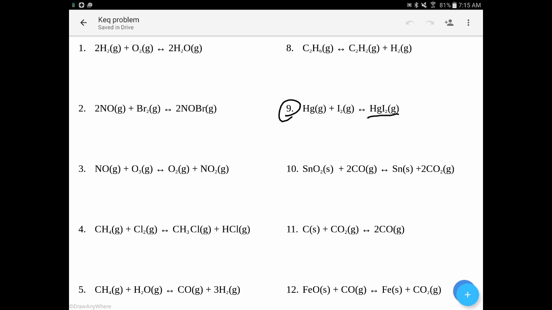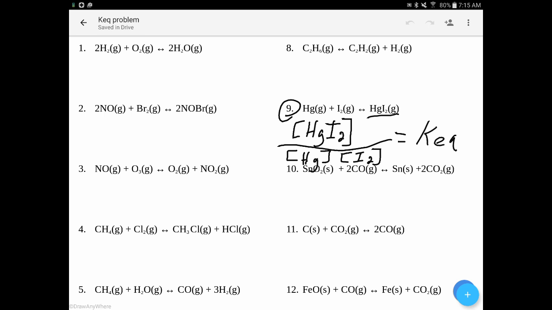Now concentration is represented by brackets, so we're going to put HgI2 on top, and then divided by the concentration of the reactants, which is Hg concentration. And then multiplied by the concentration of I2. Okay, equals KEQ. Now this one's super easy because it doesn't have any coefficients. Okay, coefficients make it a little bit trickier.